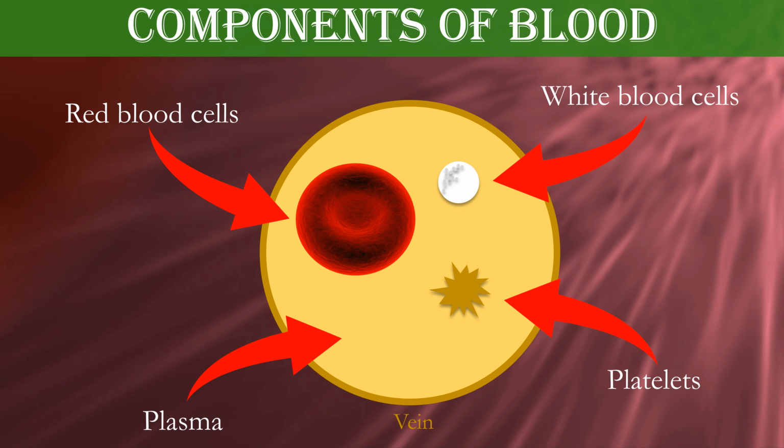Plasma. The arrow indicates the plasma region of these blood components. It is a colorless liquid which contains substances like water, protein, hormones, antibodies, salts, etc. Plasma is a transparent, pale yellowish fluid.